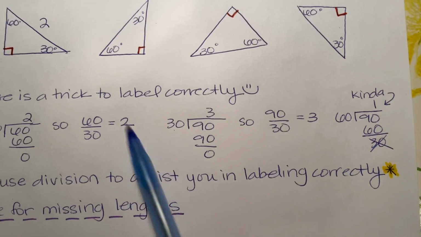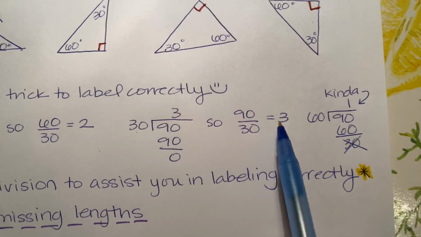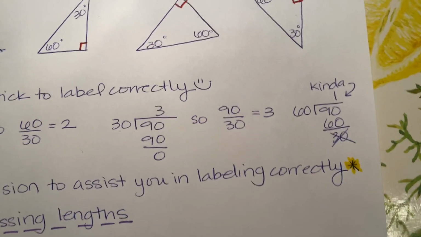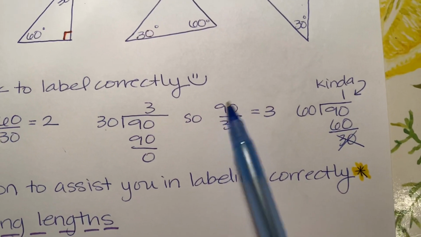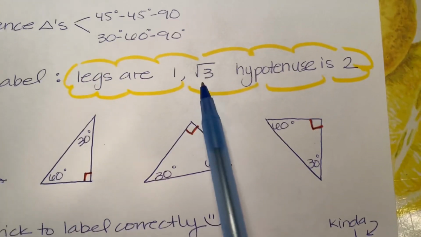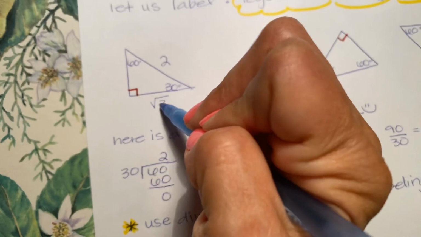Remember, this is a trick to help you label. It doesn't mean it's exactly like it, right? We're kind of using that trick. So the 30-90 side, right? 30 goes into 90 3 times, but you just got to know that it's actually rad 3. Okay, so the 30-90 side is the leg rad 3.